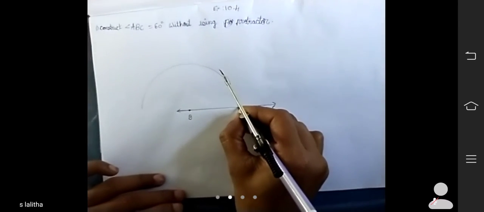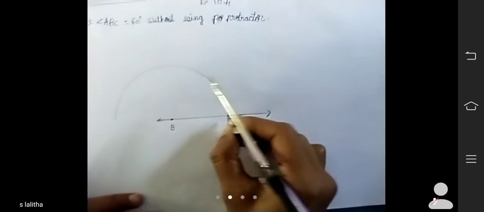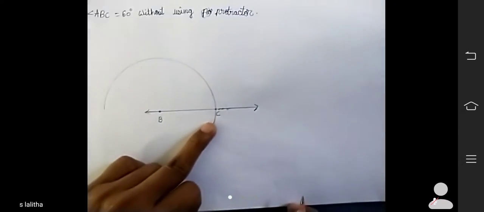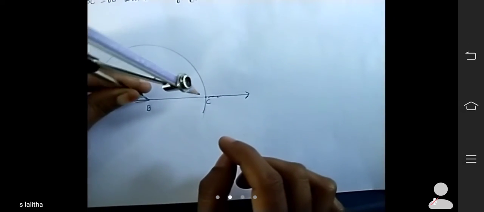Now this line and this arc will be intersected here. So you have to put the point C here. Next, don't close this compass. Same radius you have to take. Where you took it on B, that same radius, keep it on C. You have to again draw an arc like this.